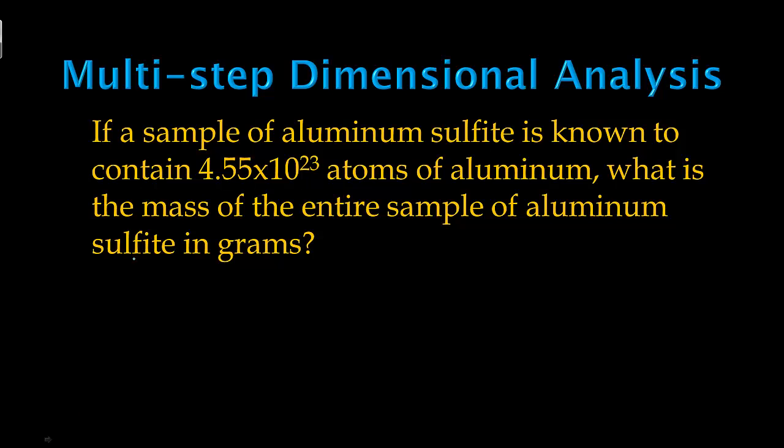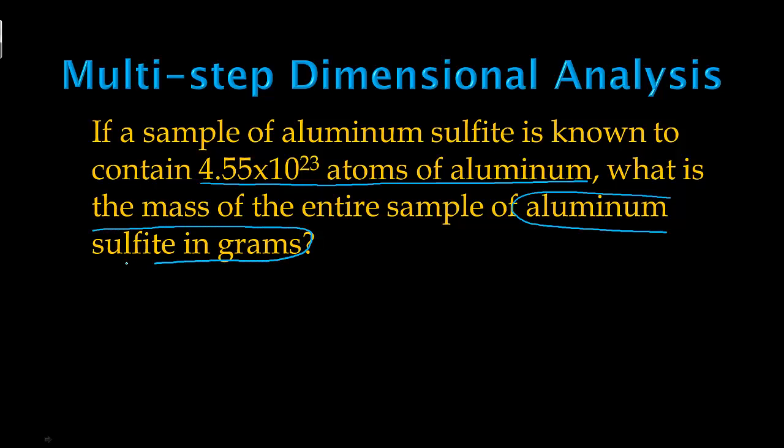Next problem. If a sample of aluminum sulfite is known to contain 4.55 times 10 to the 23rd atoms of aluminum, what is the mass of the entire sample of aluminum sulfite in grams? So we're looking for aluminum sulfite and the mass of it in grams. So that's what we need to end up with, grams of aluminum sulfite. And we start with the atoms of aluminum.